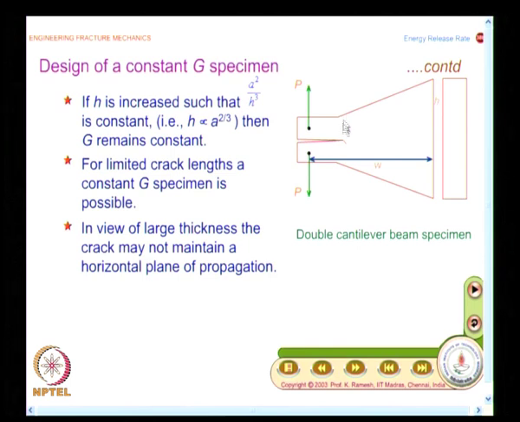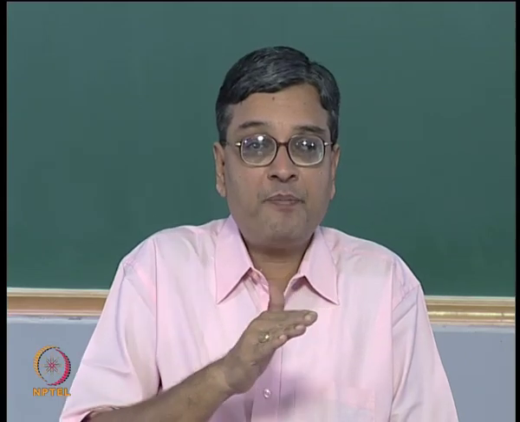And when the height is varying along the crack length, one of the issues you have to pay attention to is, when you perform an experiment, you would like the crack to go in the same plane. You do not want the crack to deviate, because then the analysis becomes difficult.